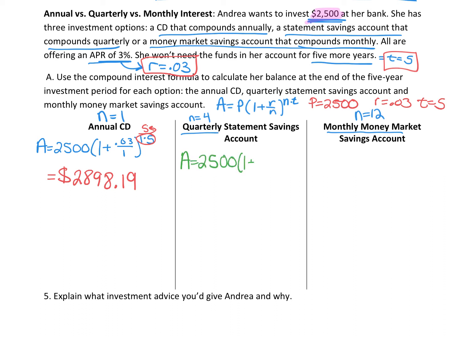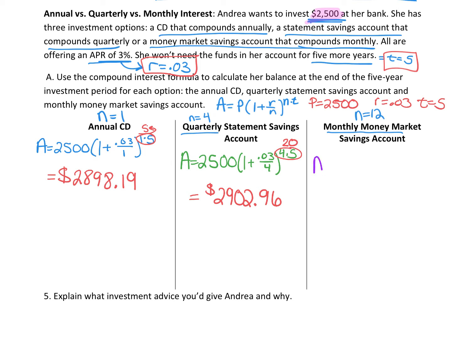All right, so for quarterly, my equation is going to look really similar, except for in the end spot, I'm going to have a 4. And so I'm going to have 4 dividing my rate, and I'm going to have 4 times 5. So my new exponent is going to be 20. So I'm going to type in 2,500 times 1 plus 0.03 divided by 4 to the 20th power. And I'm going to get $2,902.96.